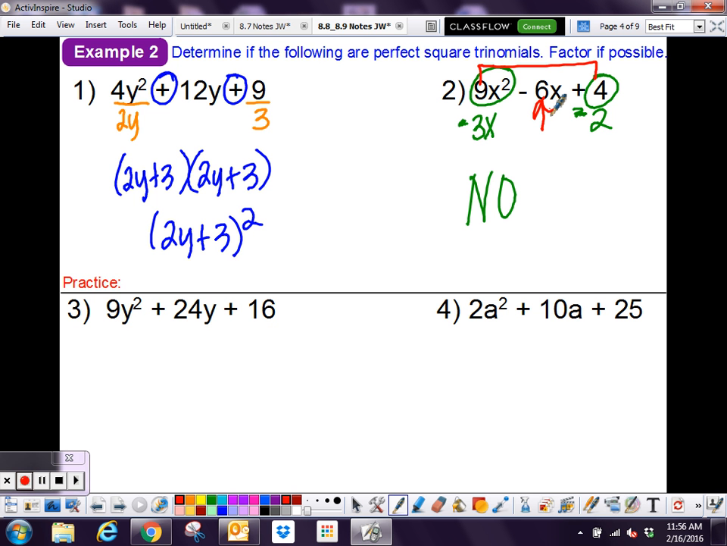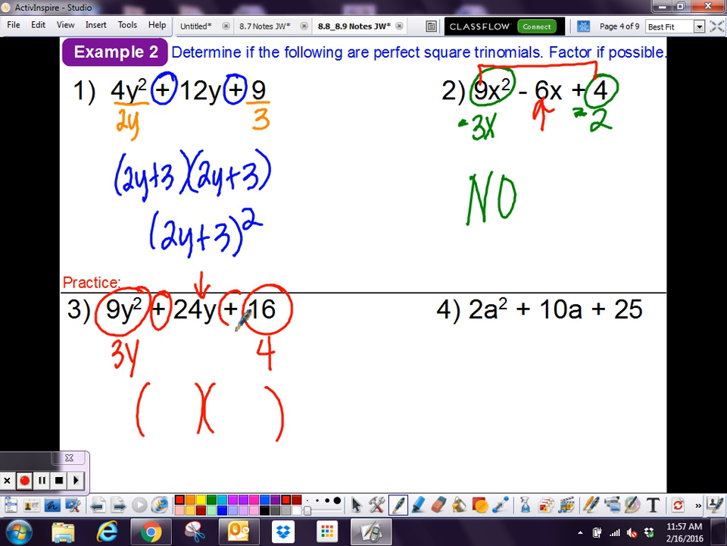Number 3, okay, 9y squared is a perfect square, 16 is a perfect square. Okay, what is the square root of 9y squared? 3y. What is the square root of 16? 4. Okay, what is 3y times 4? That's 12y. If I double that, what do we get? 24y. So this is a perfect square trinomial, which means I can go ahead and write my answer.